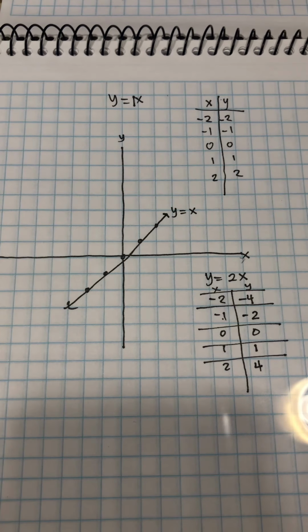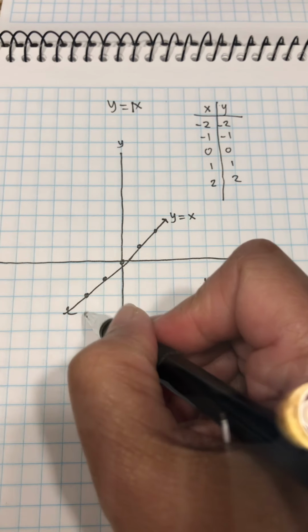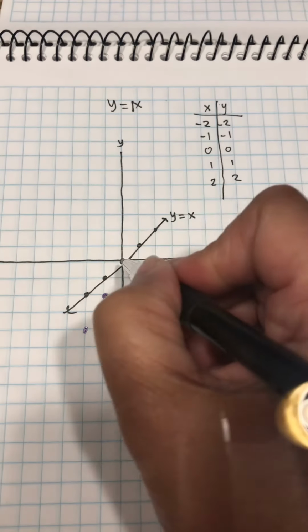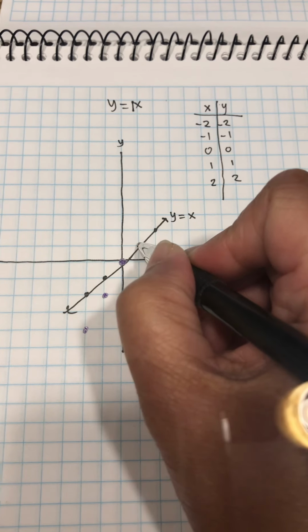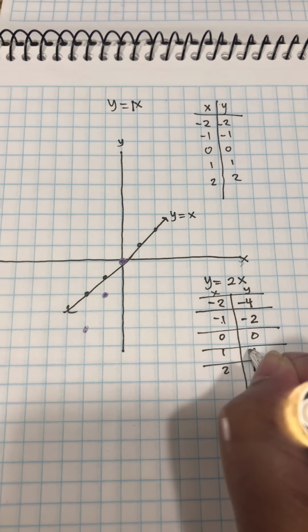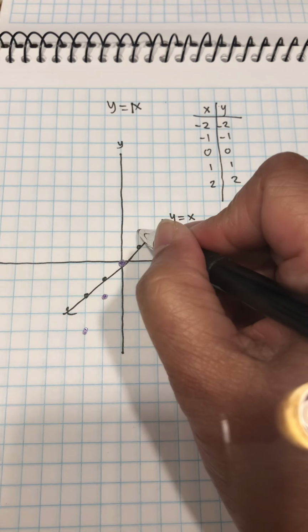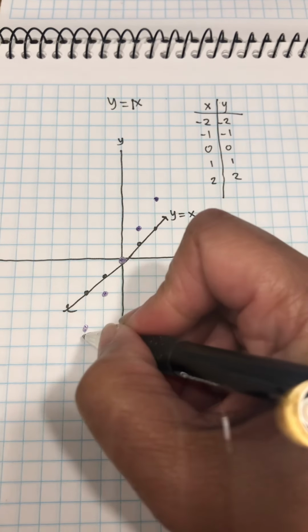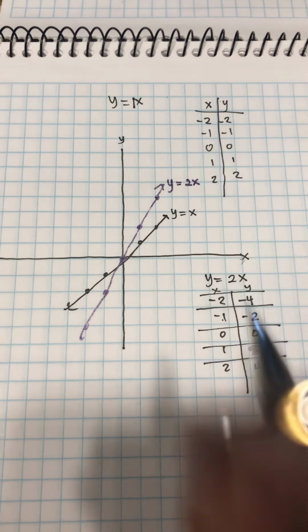Now let's plot our points. -2, 1, 2, 3, 4. -1, -2, 0, 0, 1, 1. Oh, I made a mistake here. This is a 2. 2 times 1 is 2. So 1, 2, 3, 4. All right, so now here is our line, and that's y equals 2x.